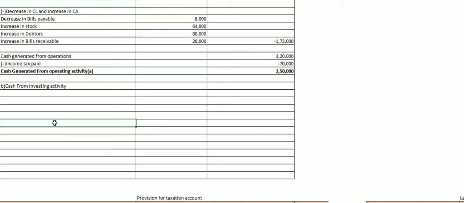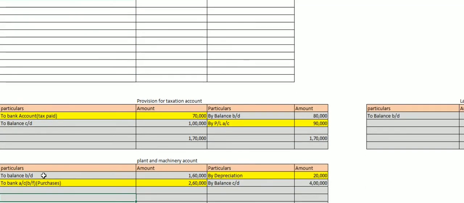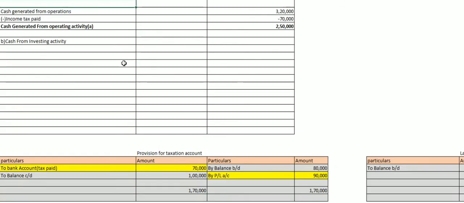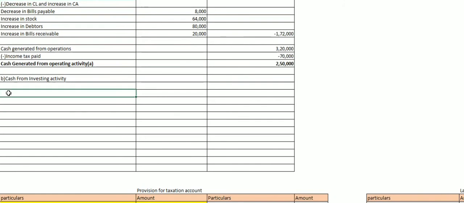So if you see your ledger accounts, we have prepared the ledger accounts for the long-term assets. If you see plant and machinery, we have purchased, which means to bank account means purchase of plant and machinery. If it is purchase of plant and machinery, you will minus it. So minus purchase of plant and machinery. Your amount is 2,60,000.